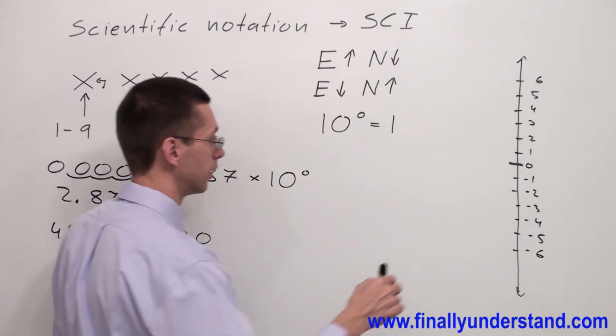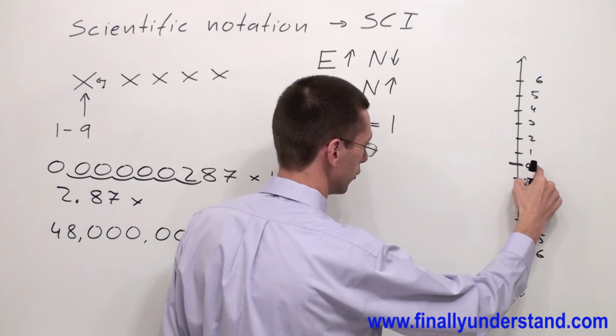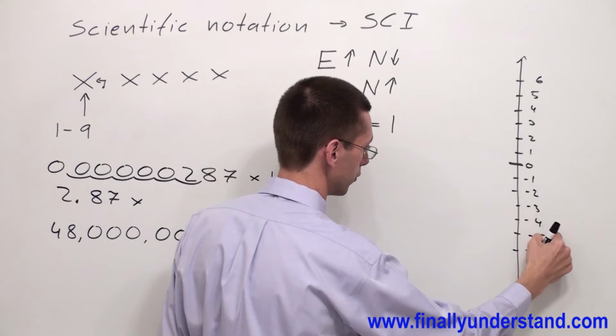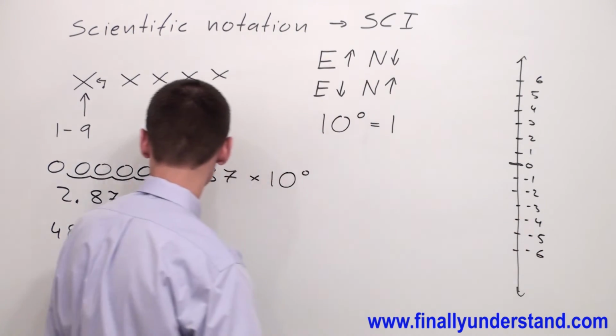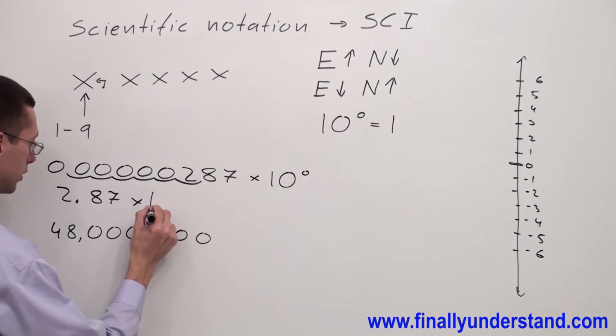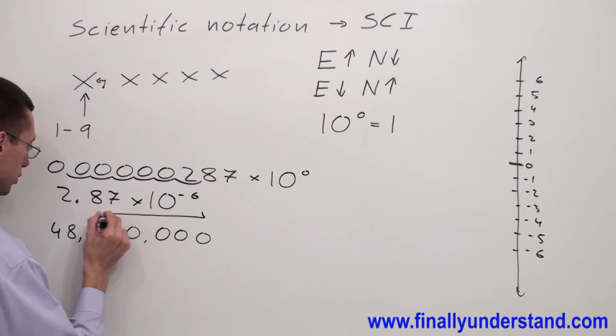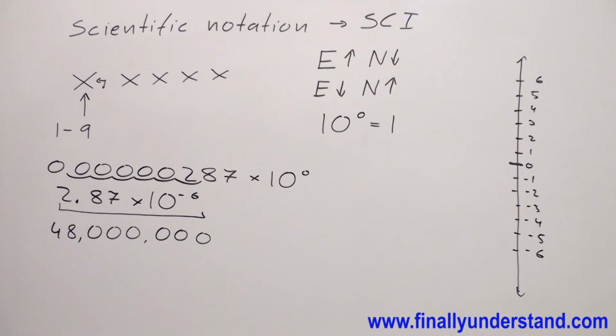So I have to start from here. I move my decimal point 6 times. 1, 2, 3, 4, 5, 6 times. That's why I'm going to have exponent negative 6. And this is the solution to this problem.